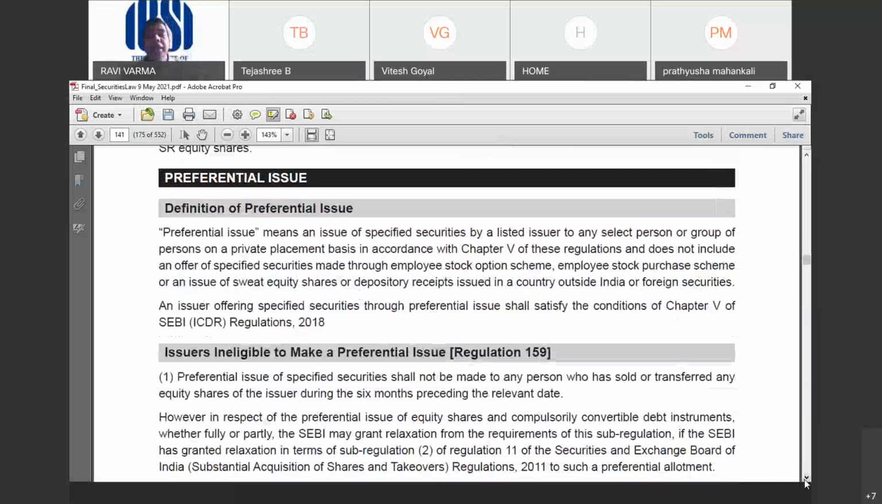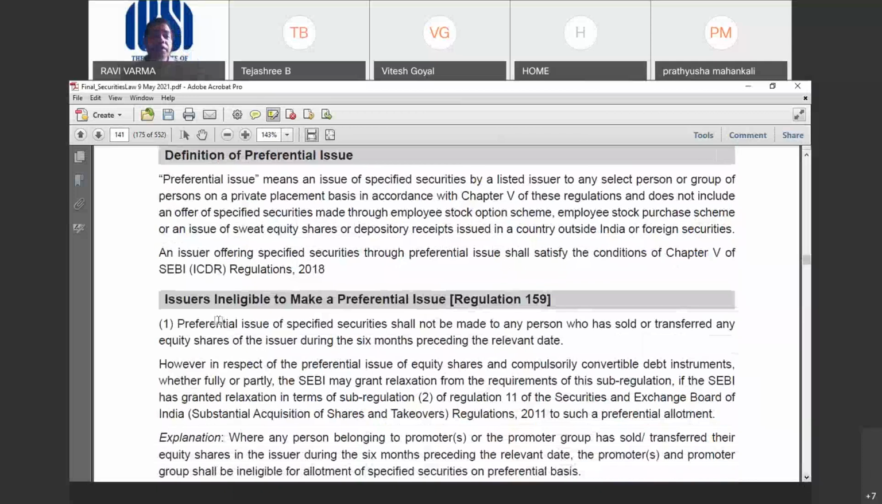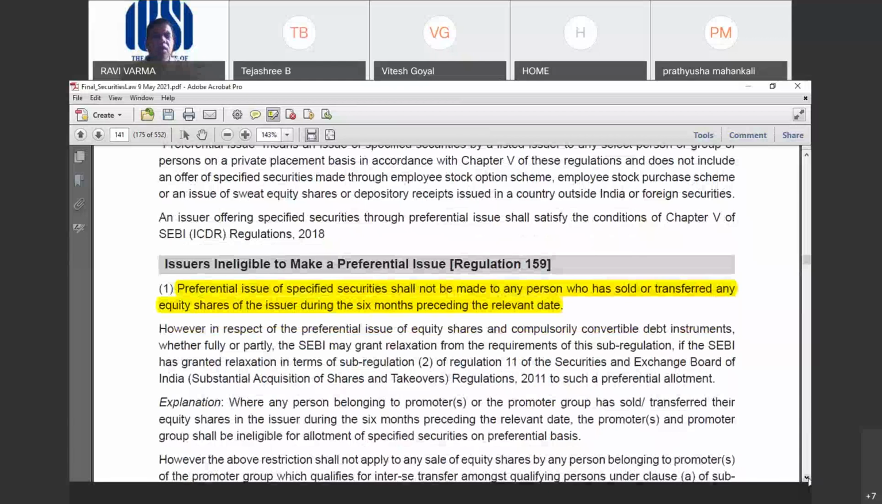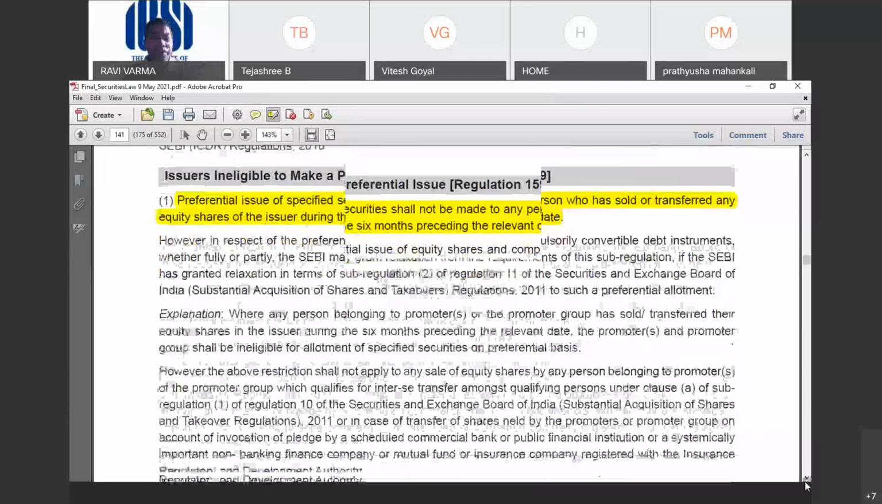Now, the question comes to ineligibility. As I said, read the ineligibility. It will not be given to any person who has sold shares in the last 6 months, because if the person has sold the shares in the last 6 months, why are you giving shares to the person now? If the person has already sold, why are you giving right now? That has to be truly examined: if the person has sold in the last 6 months, that person should not be allotted new shares under the preferential issue at all. Correct? Yes, sir. That's very clear.